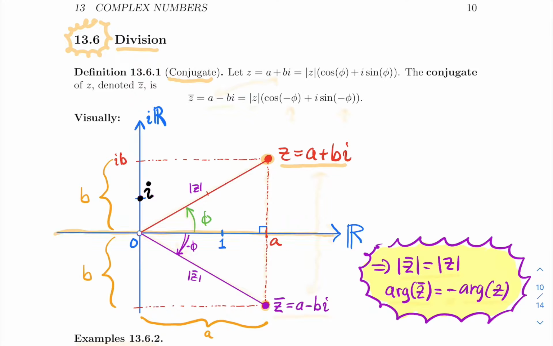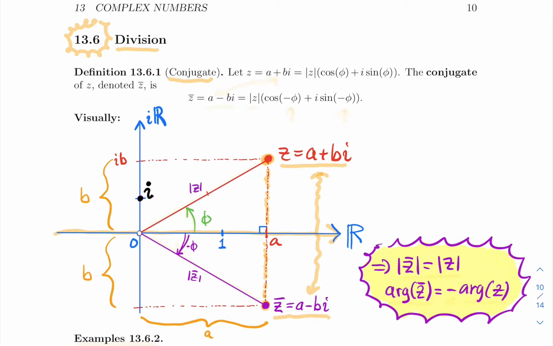So if you look at your real axis and you think about it as a mirror, so if z is looking at itself inside the mirror, it would look at this point, and this point here, we call it z bar, is the conjugate. And algebraically speaking, the only thing that changes between z and z bar is the sign of the imaginary part.